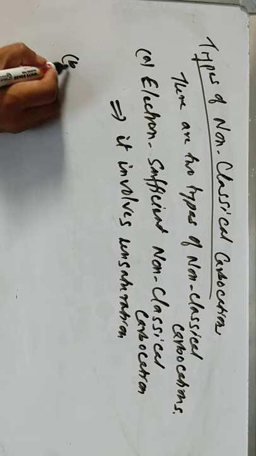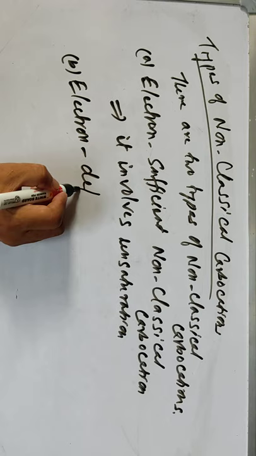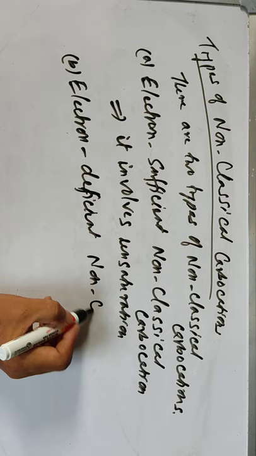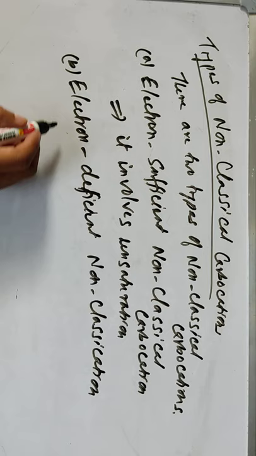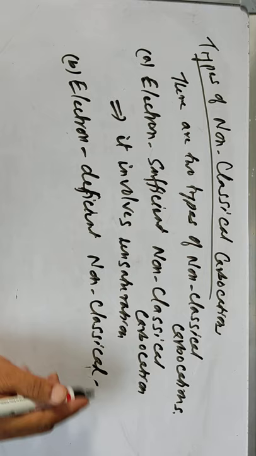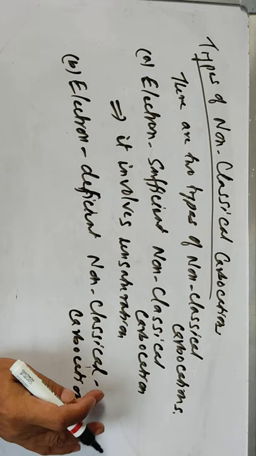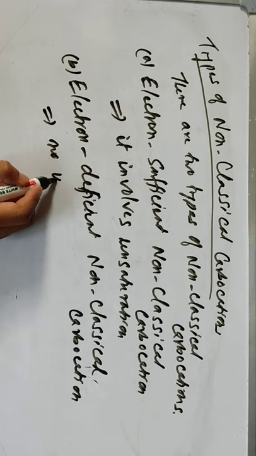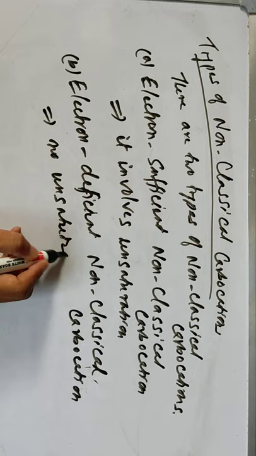The second one is the electron deficient non-classical carbocation. Here no unsaturation is involved. There is no pi electron, only sigma electrons are involved.